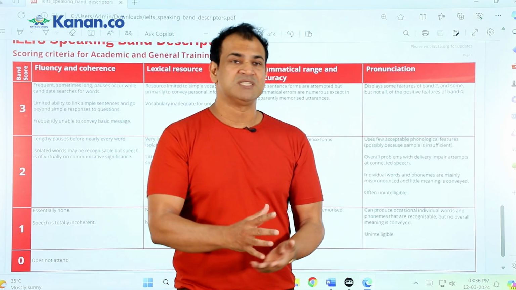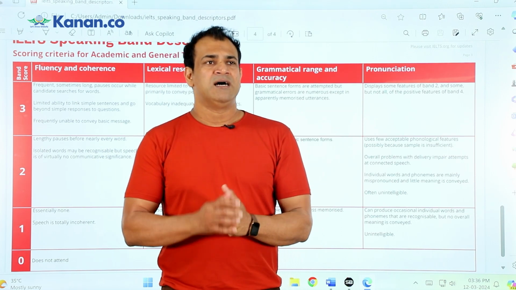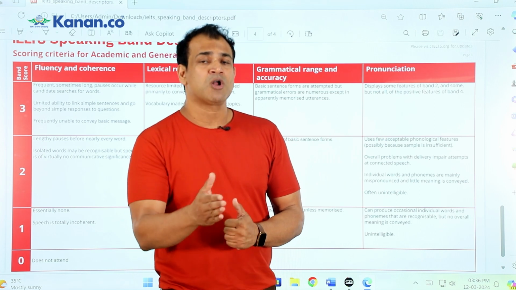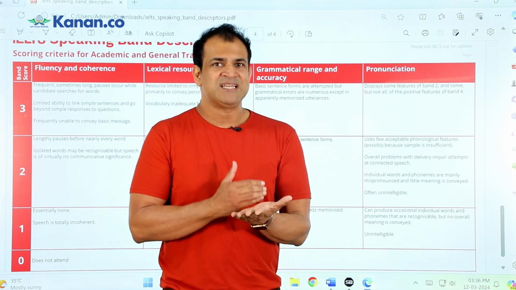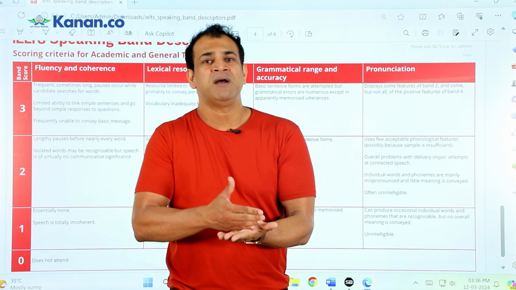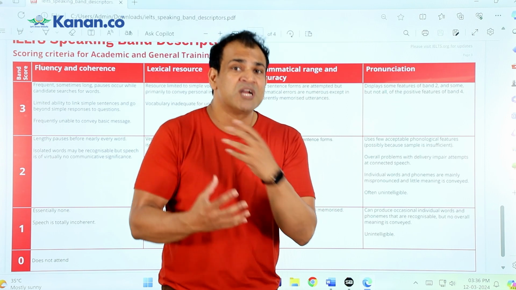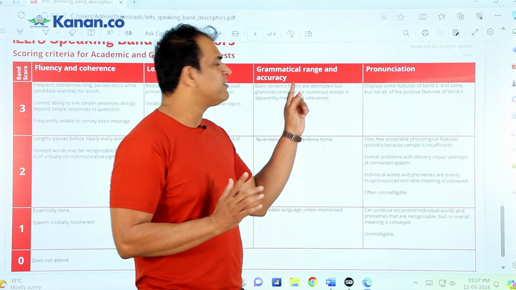Grammatical range and accuracy. This is also very important, wherein the difference between simple sentence, complex sentence and compound sentence. Simple sentence meaning a sentence which has got a subject, verb and an object. If you use more conjunctions, it becomes complex and compound sentence. Okay, so this is something very important.